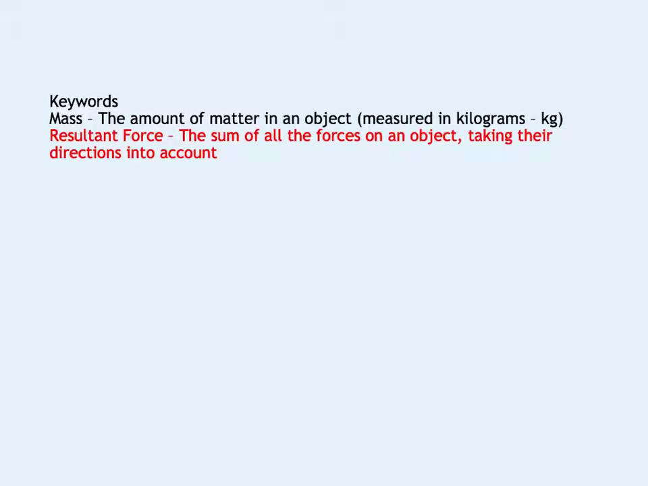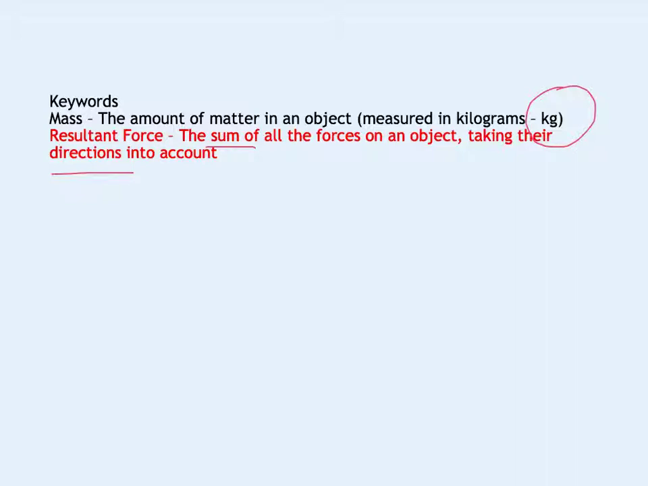Right, mass is the amount of matter in an object, and this is measured in kilograms. Don't forget, when you're writing kilograms and using the symbol, this is a lowercase k, so kg both lowercase. And the other one that you'll need for the higher tier is resultant force. The resultant force is the sum of all the forces on an object, taking their directions into account.